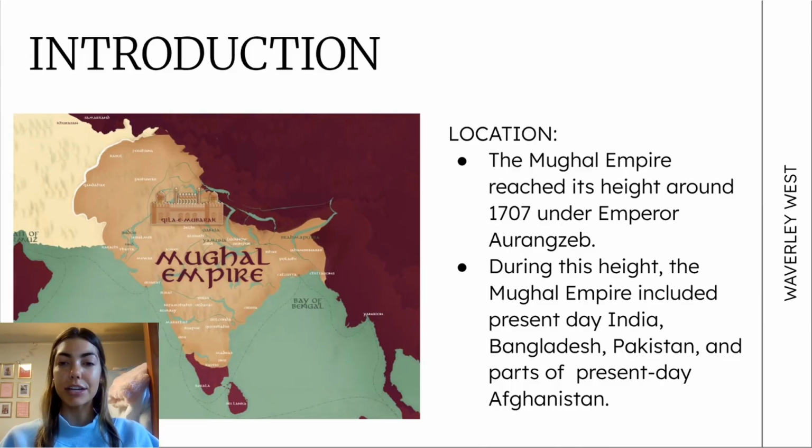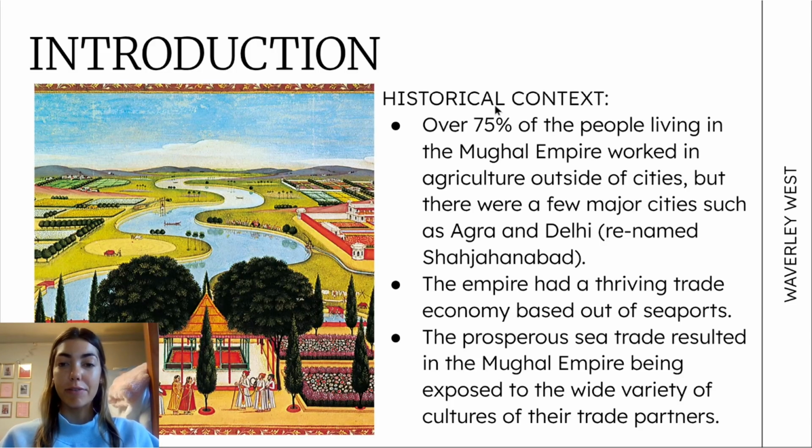So, for its location, the Mughal Empire reached its height around 1707 under Emperor Aurangzeb. During its height, the Mughal Empire included present day India, Bangladesh, Pakistan, and parts of present day Afghanistan. As you can see in that diagram, it was a large part of the Indian subcontinent. Over 75% of the people living in the Mughal Empire worked in agriculture in rural areas and did not live in cities, but there were a few major cities such as Agra and Delhi.